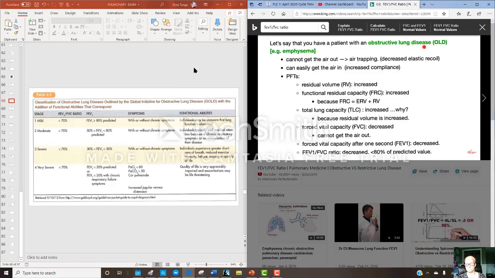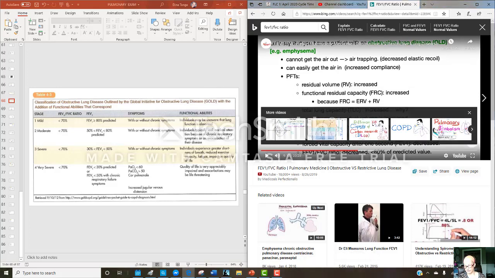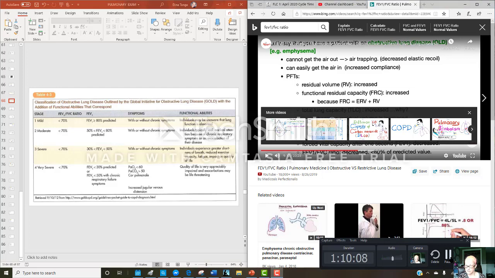Let's dig deeper into obstructive lung disease such as emphysema, which is a COPD, chronic obstructive. Very interesting. Okay, let me go ahead. I'm going to pause this again.